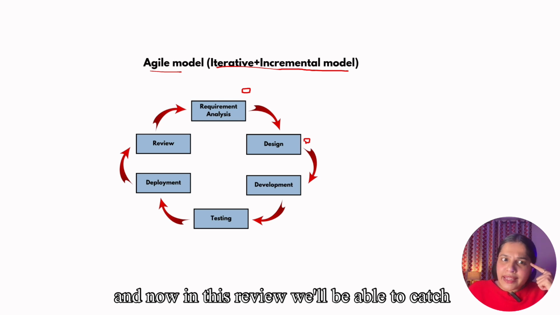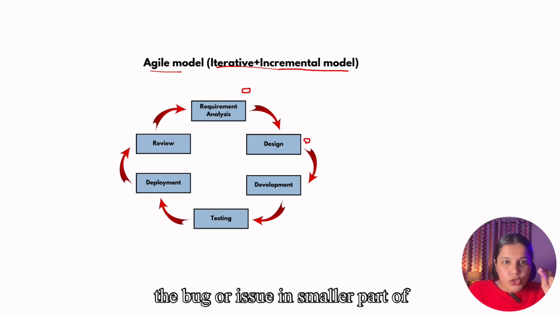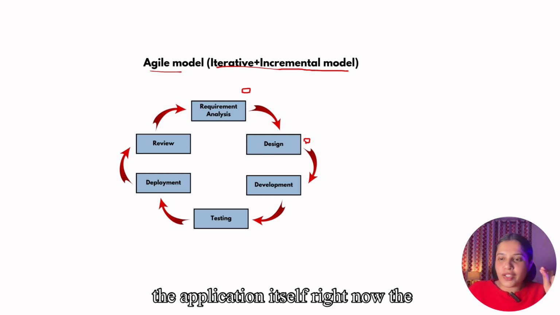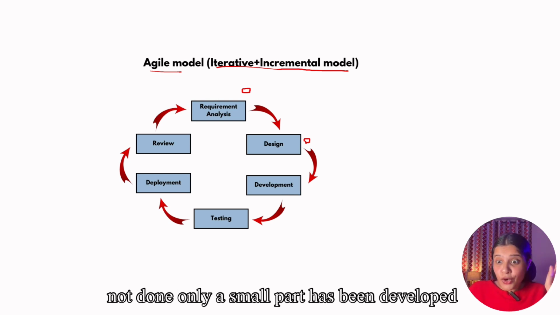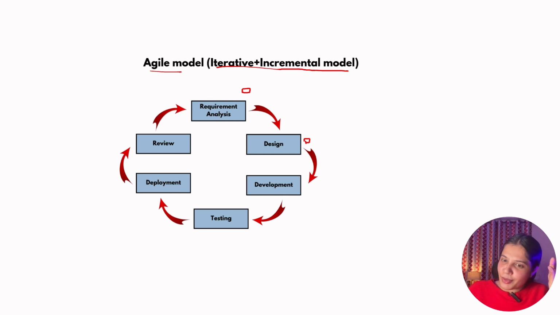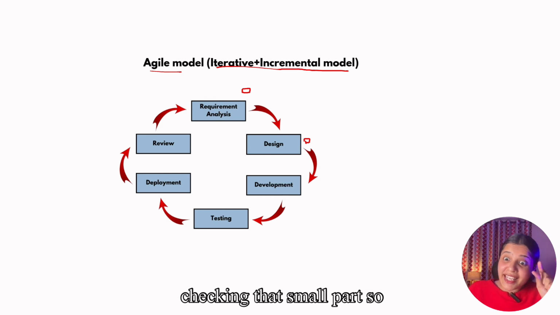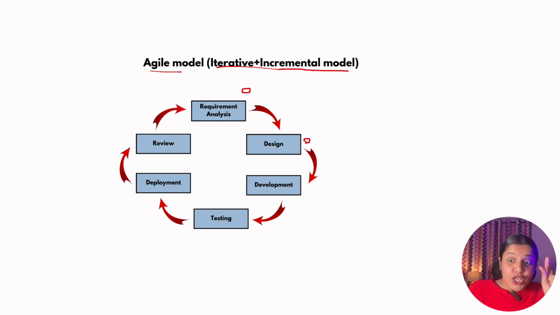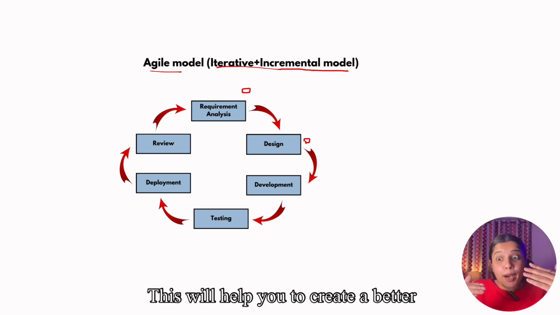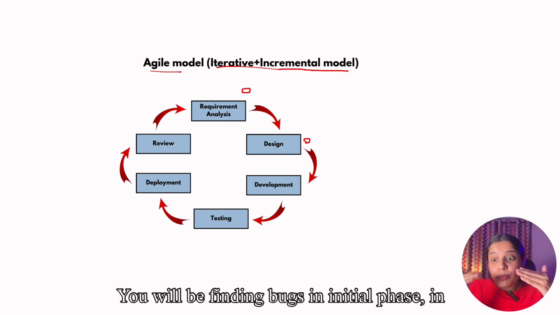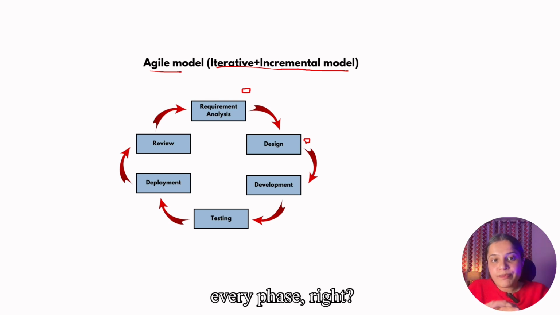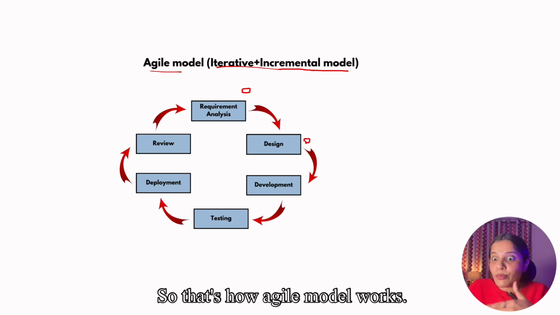And now in this review, we'll be able to catch a bug or issue in a smaller part of the application itself. The development of the complete application is not done. Only a small part has been developed, and you are checking that small part. So this will help you create a better application. You will be finding bugs in the initial phase, in every phase. So that's how the agile model works.